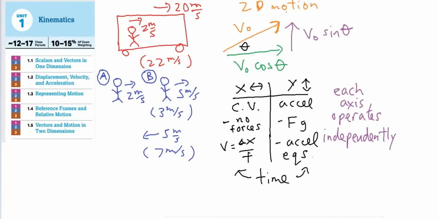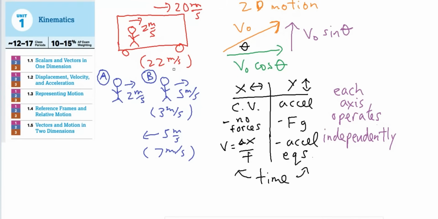Now, for our last kinematics topics, we have some frame of reference stuff. Just be aware that you might have to take some different frames of reference when looking at things. For example, if a person is moving on a train at 2 meters per second to the right, and the train itself is moving 20 meters per second to the right, it's 22 meters per second with respect to the ground.